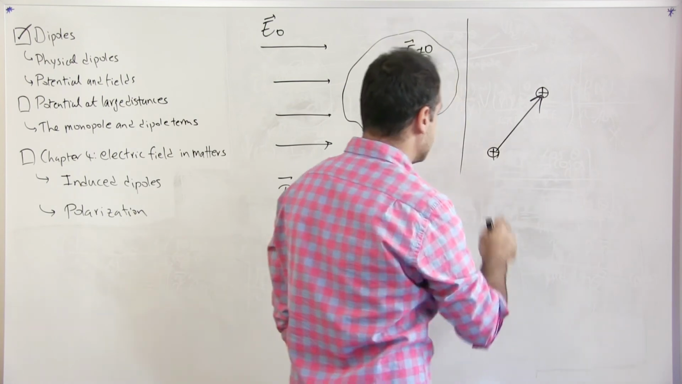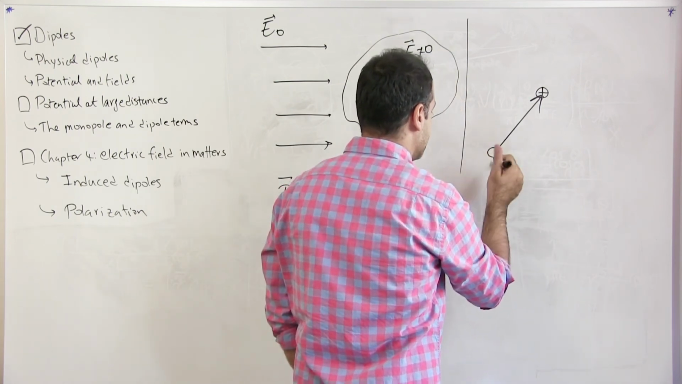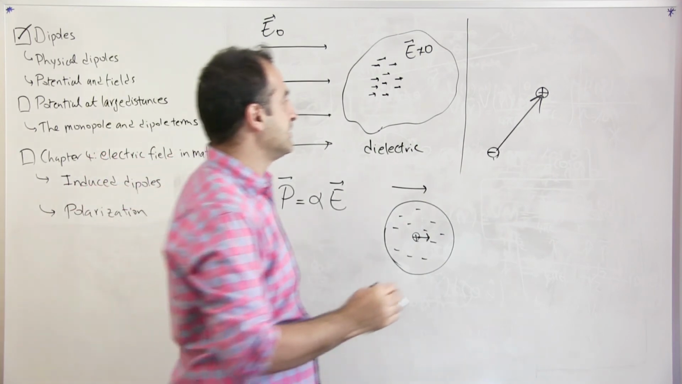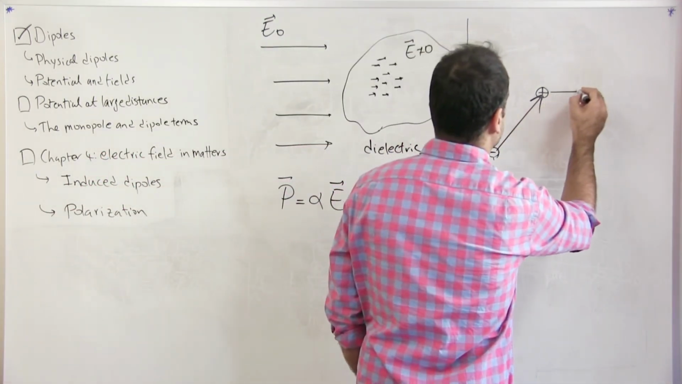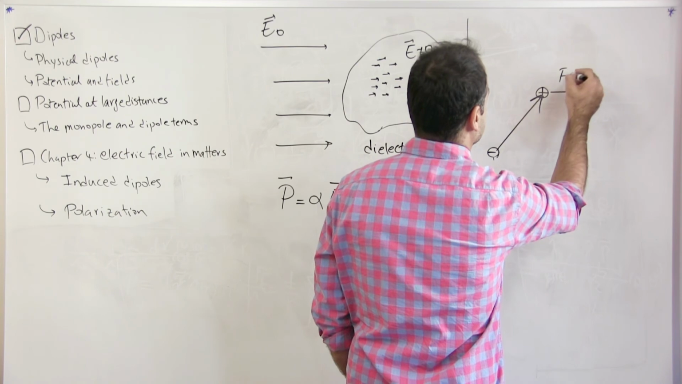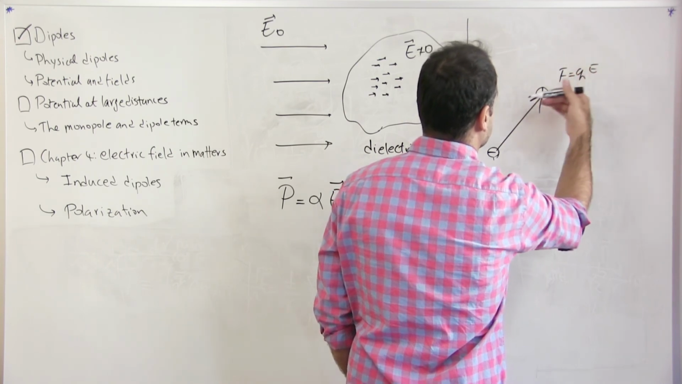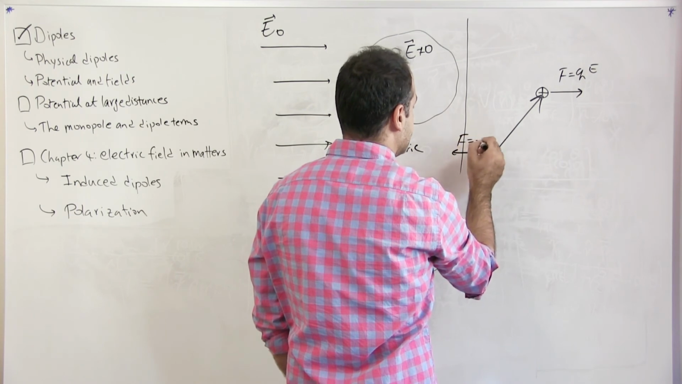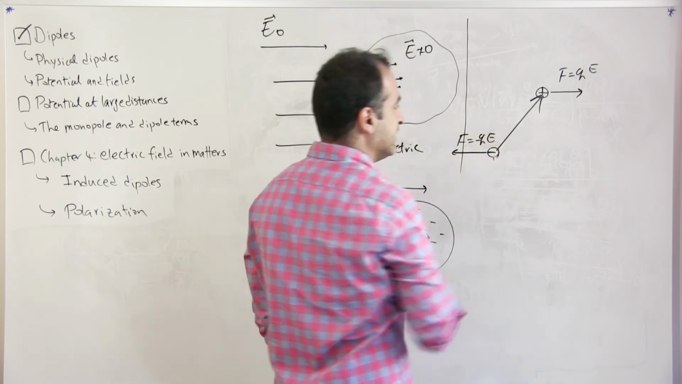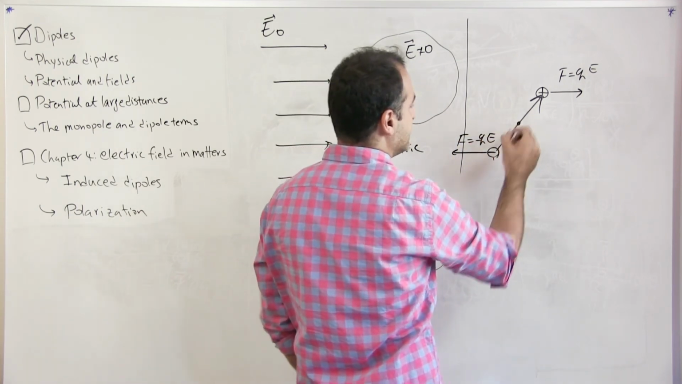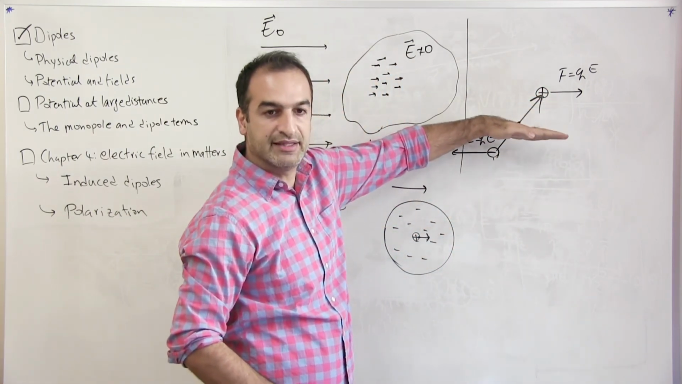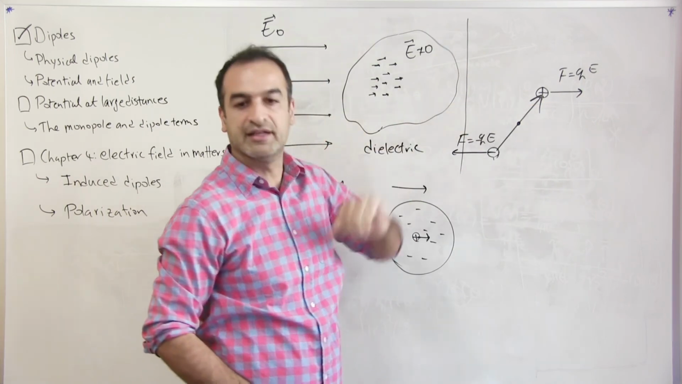If you put this dipole inside an electric field, you will have forces like this: a force which is QE in this direction, and a force like negative QE on the negative side. As a whole, what you're doing is that the electric field is trying to align this dipole in the direction of the electric field.